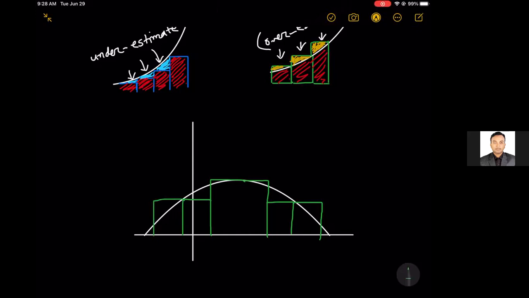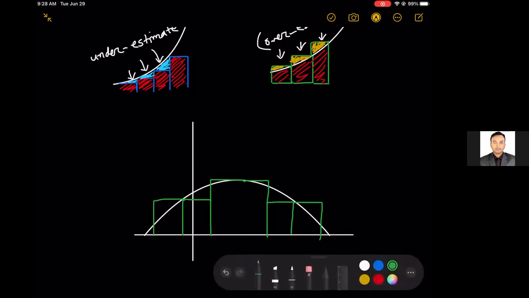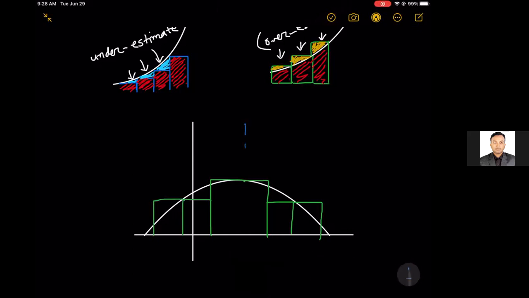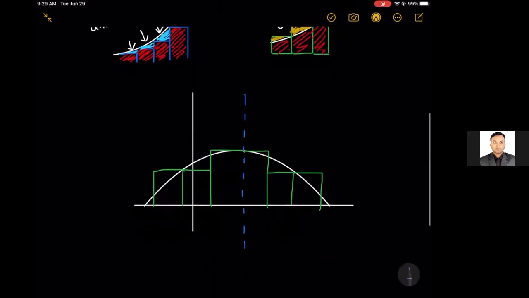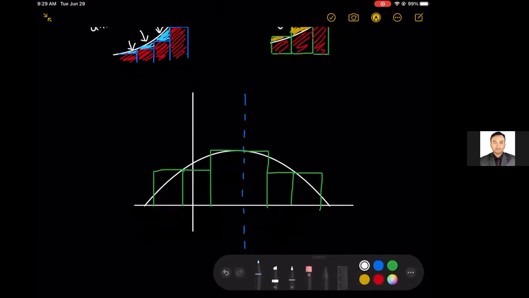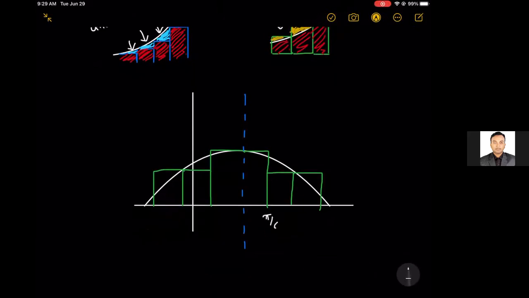Okay, now can you locate whether it's an underestimate or overestimate? Can you locate for me? Let me give you the points as well. Let's say this is pi over 6. This is pi over 3. This is pi over 2.